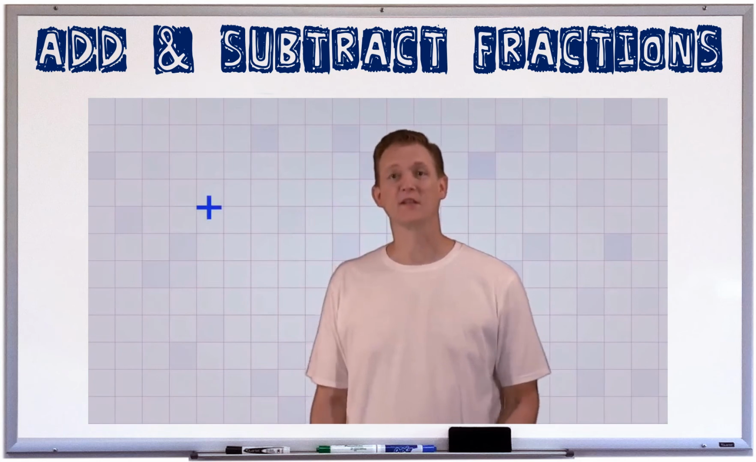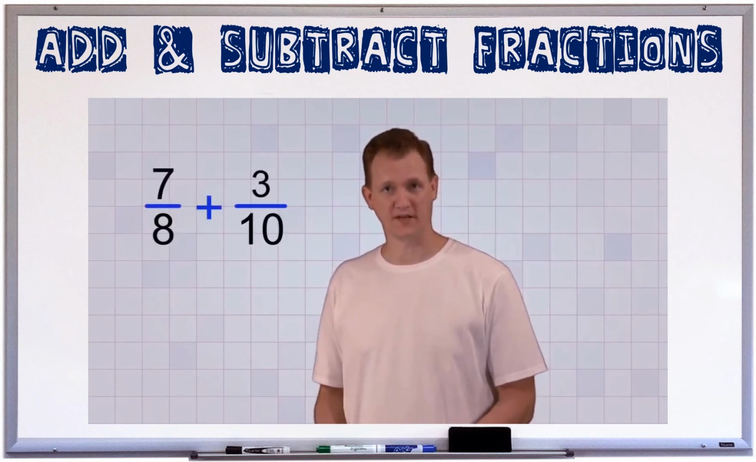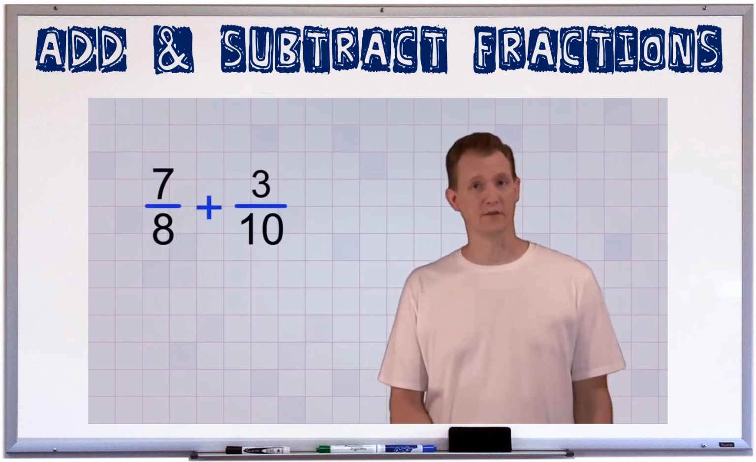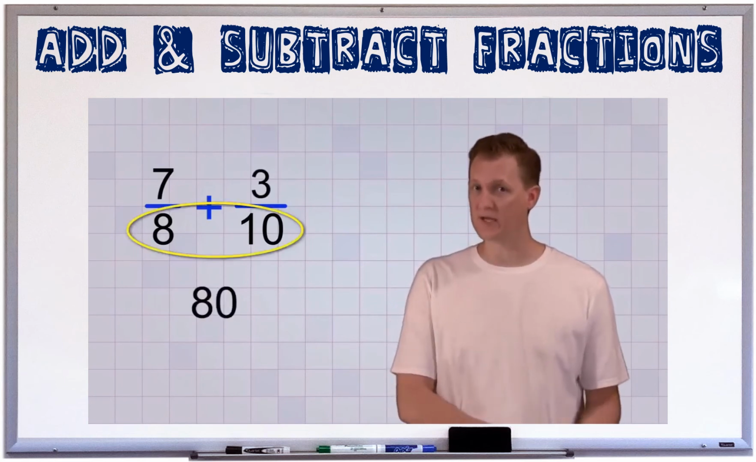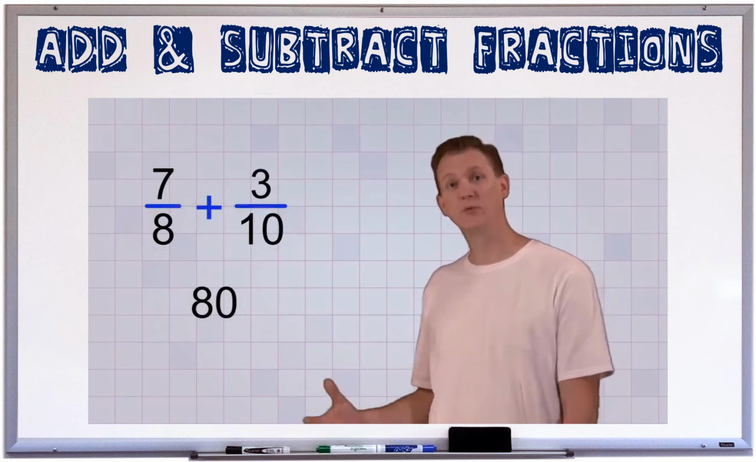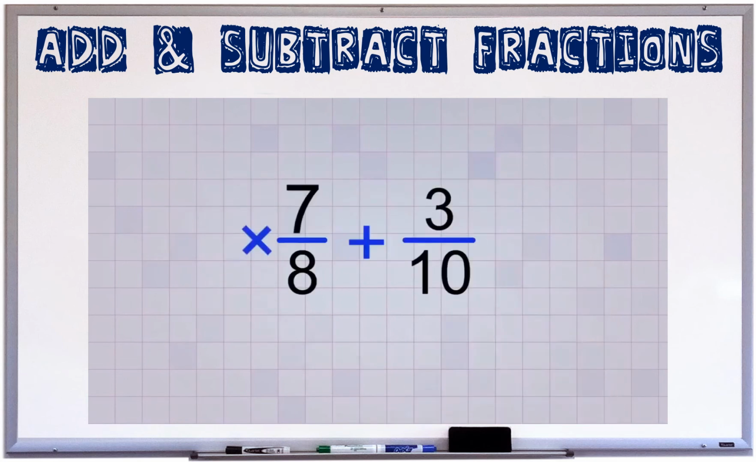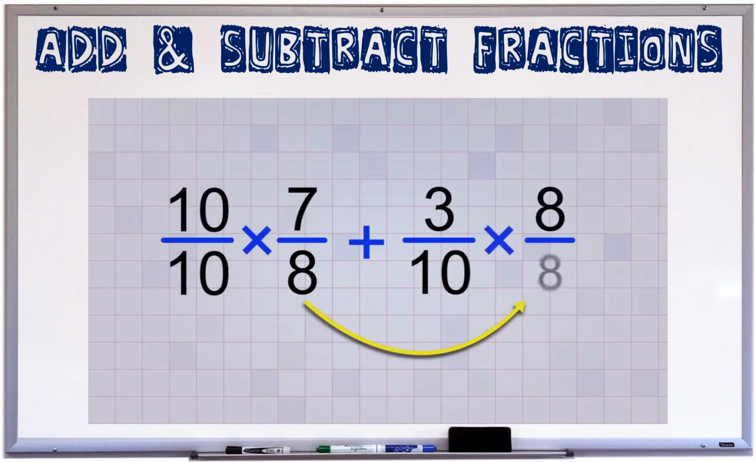Let's add the fractions 7 over 8 and 3 over 10. Our common denominator for this problem is going to be 80, because that's what we get when we multiply the denominators together. 8 times 10 equals 80. We'll multiply our 7 over 8 by the whole fraction 10 over 10. And we'll multiply our 3 over 10 by the whole fraction 8 over 8.